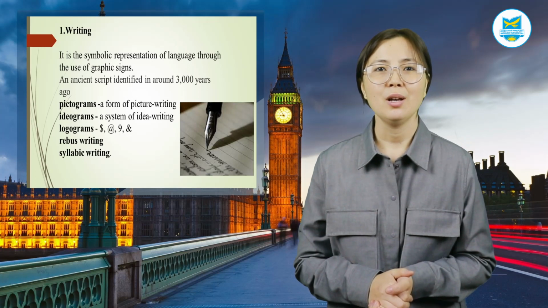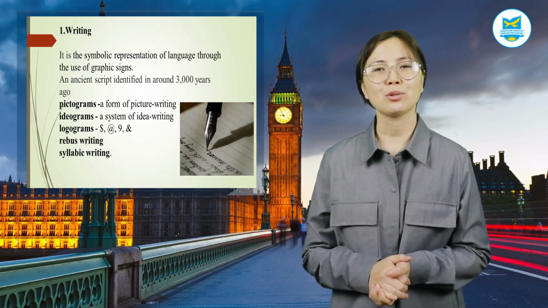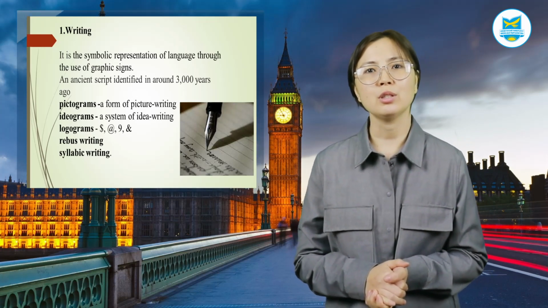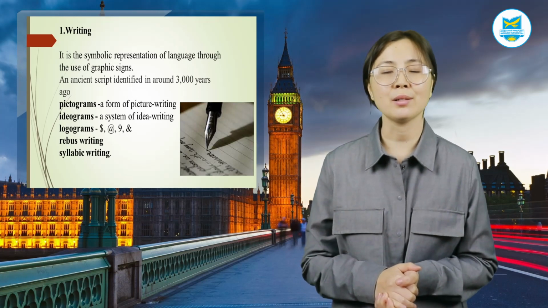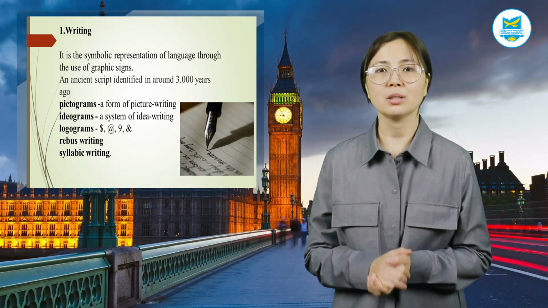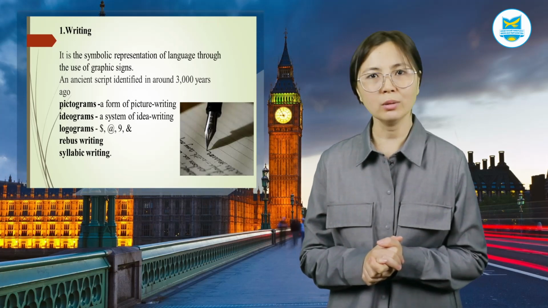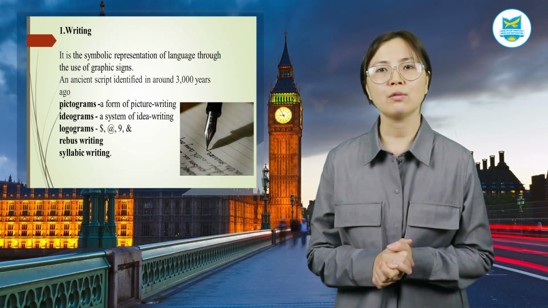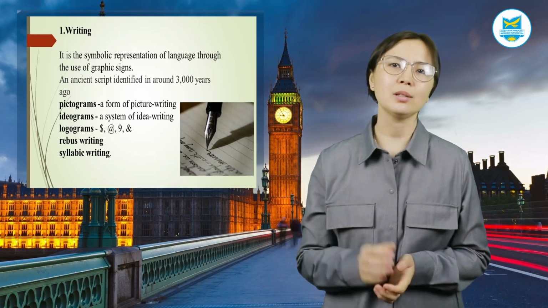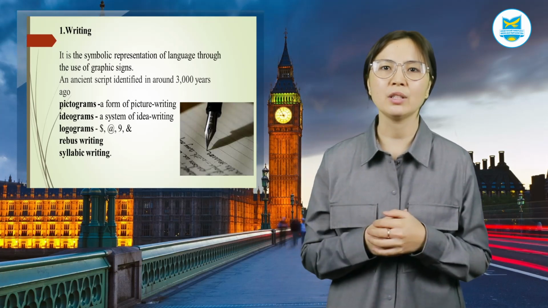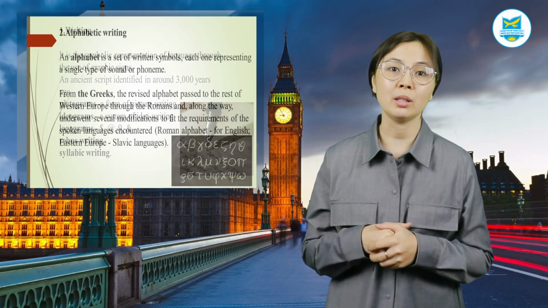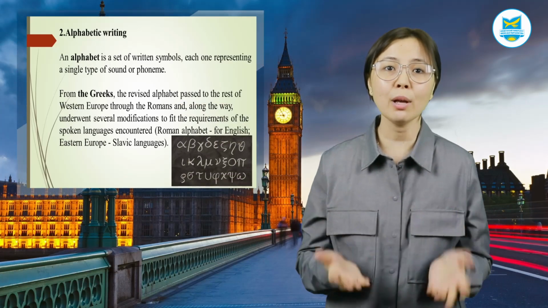Rebus writing. One way of using existing symbols to represent the sounds of language is through a process known as rebus writing. In this process, the symbol for one entity is taken over as a symbol for the sound of the spoken word used to refer to the entity. That symbol then comes to be used whenever that sound occurs in any words.